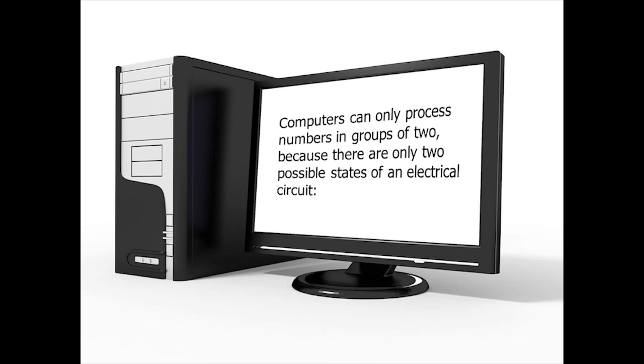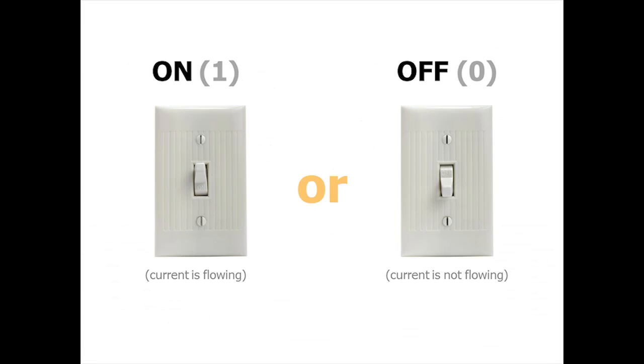They can only process in groups of two. And this is one of the things to understand. The reason why it can only think in terms of two is because there are only two possible states of an electrical circuit, which actually makes up a computer. It's either on or off. On is 1. Its current is flowing, like when you put a light switch on, as you see pictured here. And off is when current is not flowing, or 0. So a circuit can either be on or off, 1 or 0.